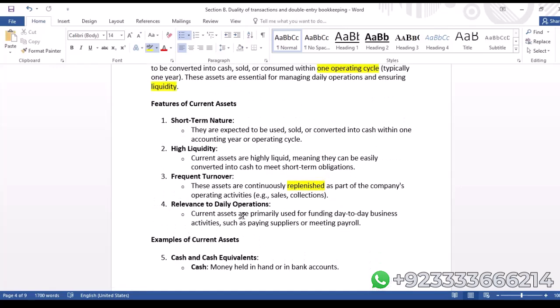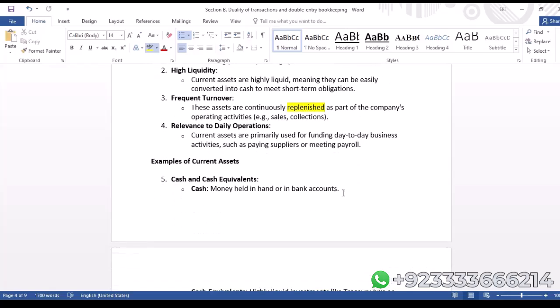Now, relevance of daily operation. Current assets are primarily used to fund day-to-day business activities, such as paying suppliers or meeting payrolls. Current assets have an example of cash. Cash is a current asset. Cash is used to fund daily business operations. In order to pay our employees, in order to pay our suppliers, we need cash. So this is a typical example of a current asset. We'll discuss more of them here.